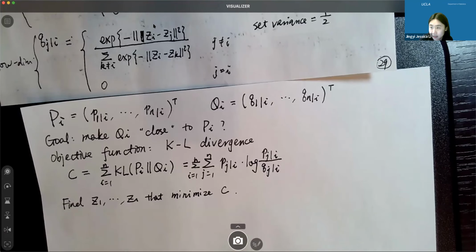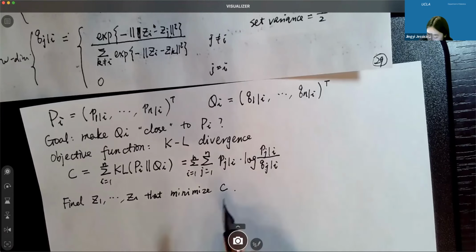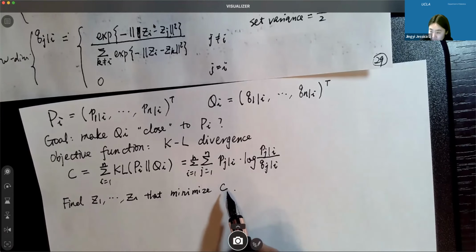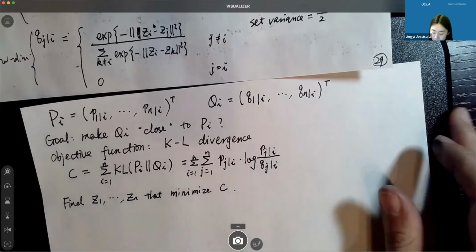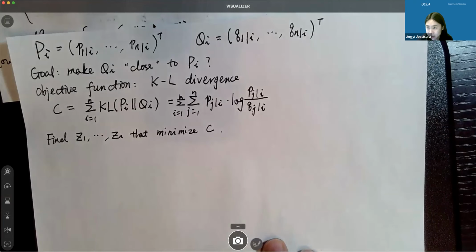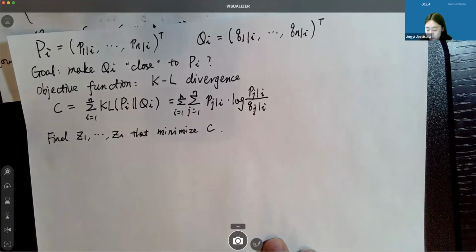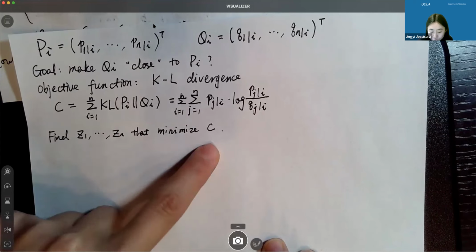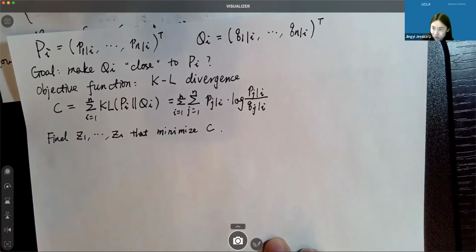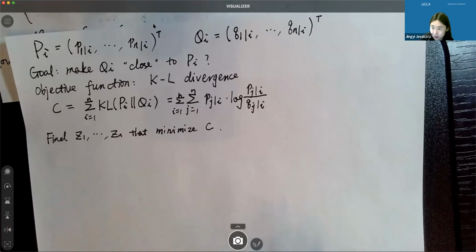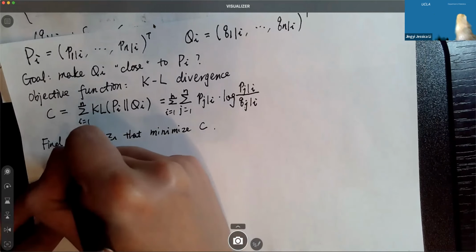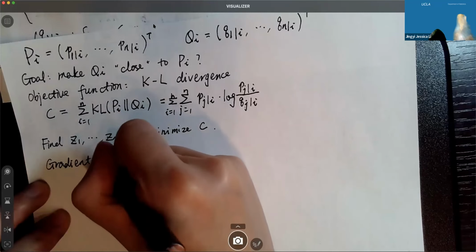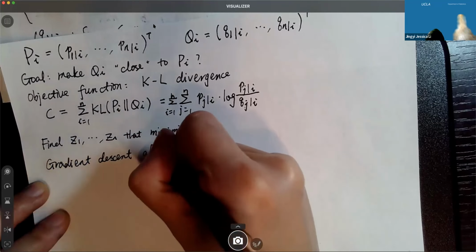So the common algorithm used for solving this problem is called the gradient descent algorithm. By gradient, we mean that we take the partial derivative of C against each of z1 to zn, and that gives the gradient. We want to follow the gradient and go down in that direction because that will drive the C function value to a smaller value. That's the algorithm used in deep learning neural networks. We use gradient descent.